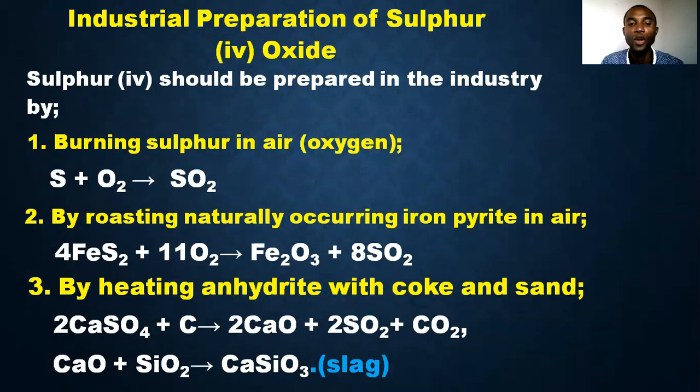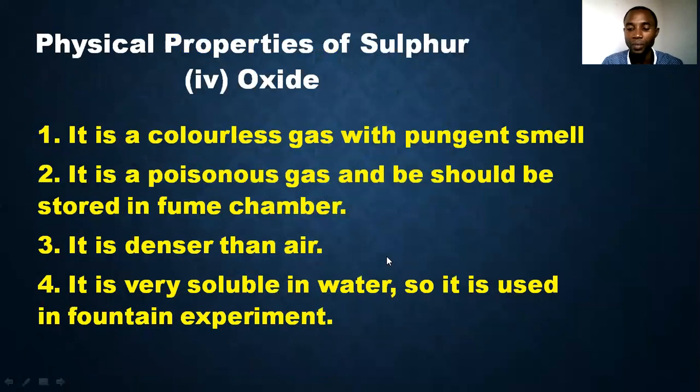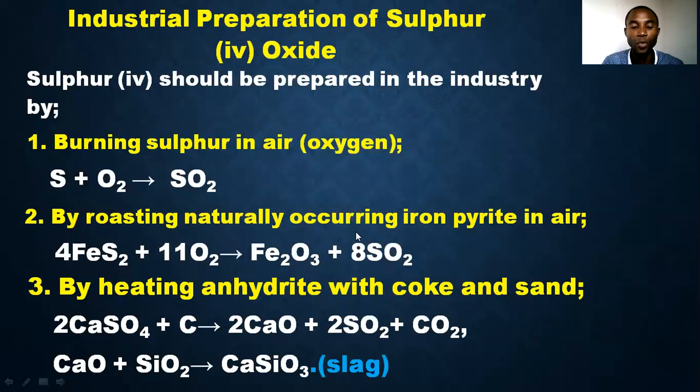And the next thing is by roasting naturally occurring iron pyrites in air. This is iron pyrite, and when it's roasted in air, it will produce sulfur oxide. It's a gas. So that is one of the ways in which it's been done.